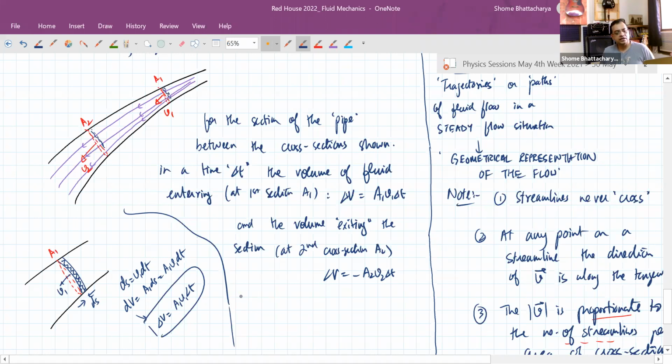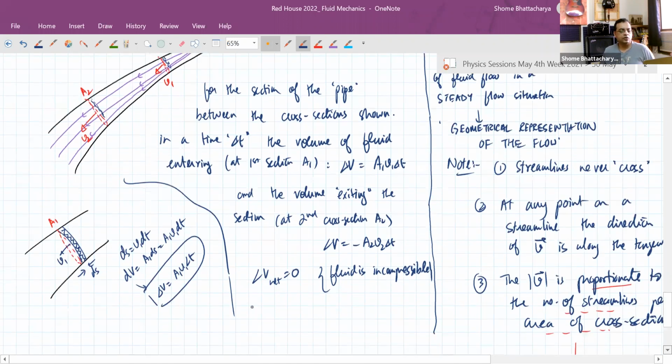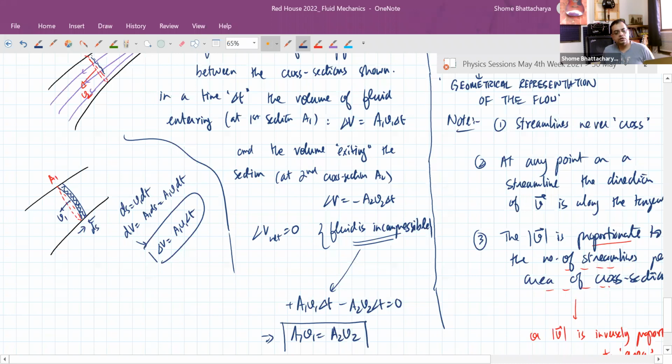Now what should happen is that the net delta V should be 0, because the fluid is incompressible. So in any section of the pipe, the volume of fluid entering in a certain amount of time must be equal to the volume of fluid exiting in that time. It is the incompressibility of the fluid, or you can say volume conservation, which says that the net change in volume should be 0. So plus A1 V1 delta t minus A2 V2 delta t should be 0. That means A1 V1 is equal to A2 V2. This is one way of writing what we call the continuity equation.